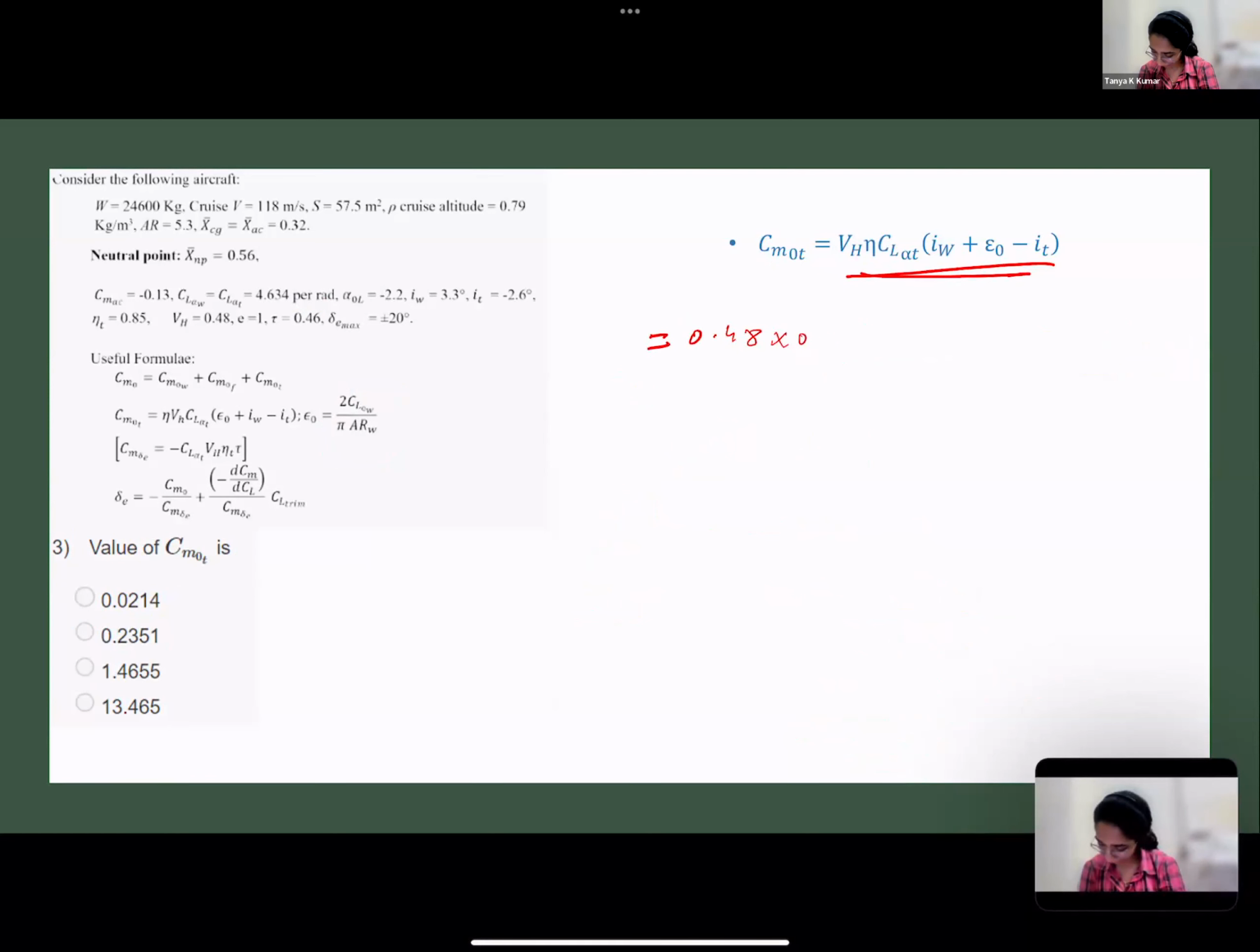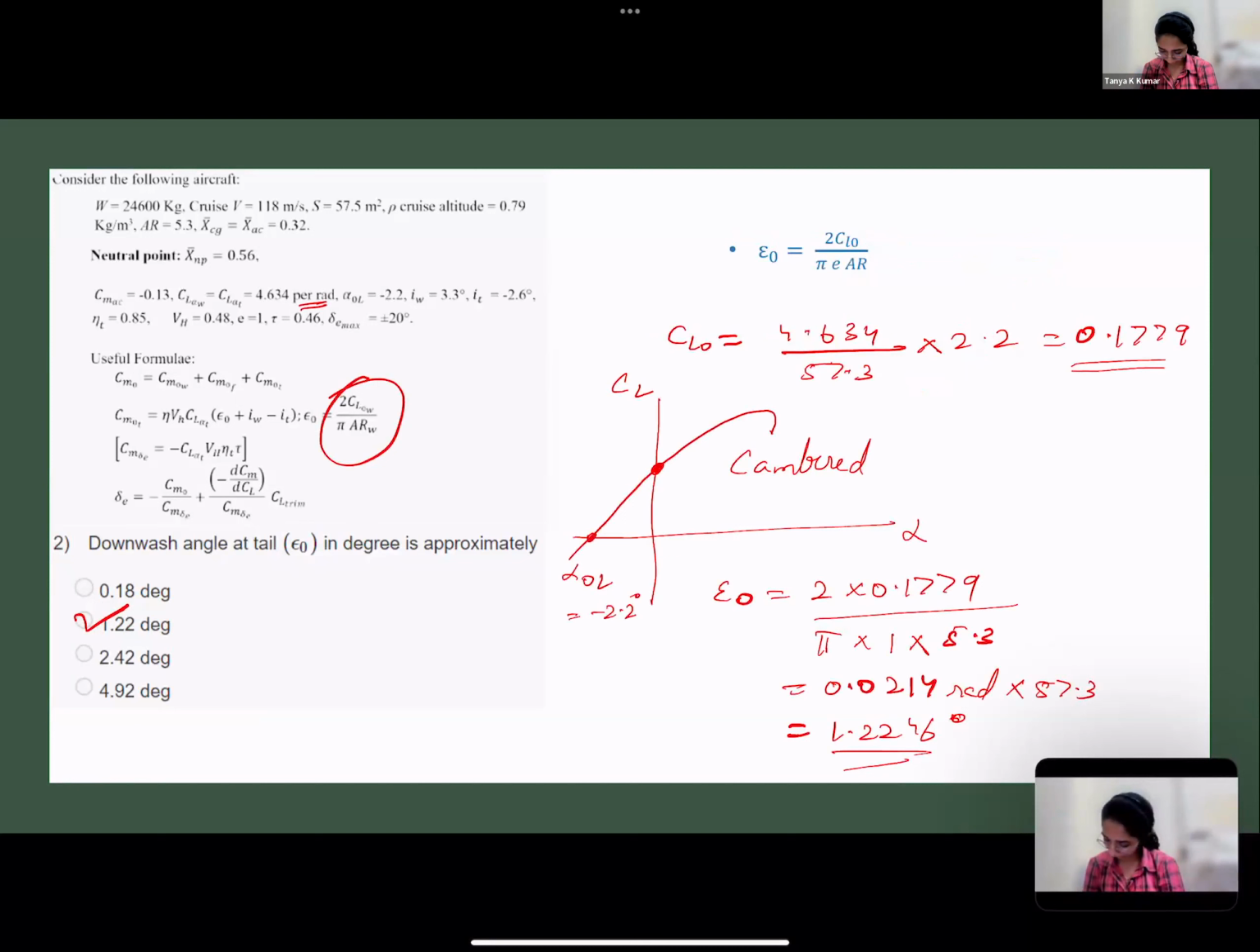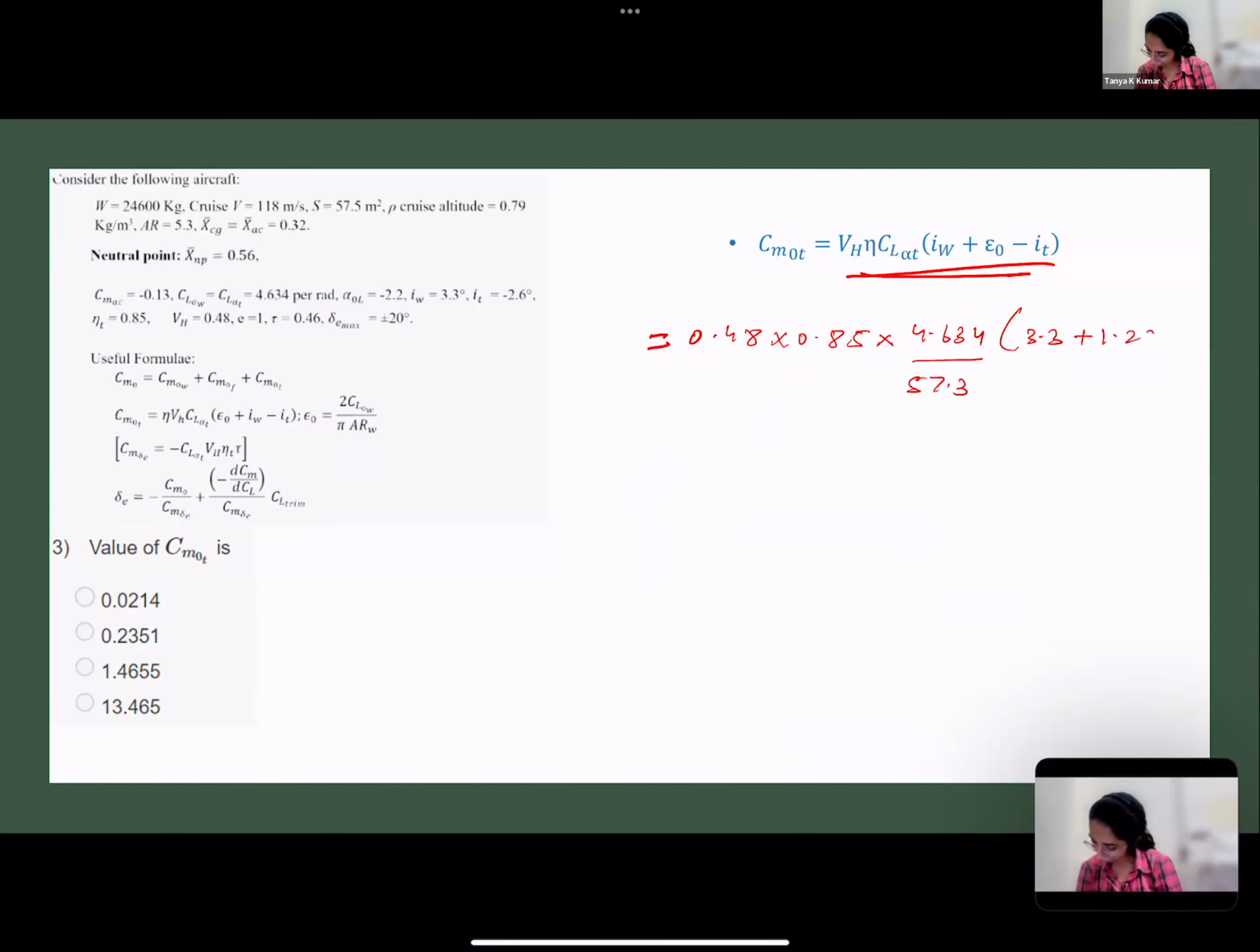Efficiency factor is 0.85. CL alpha tail is same as CL alpha wing, which is 4.634. But since all of our angles are in degrees, we convert this per radian to per degrees. Just make sure that both the units match. Either convert degree to radian or convert the per radian to per degree, okay? So for both of these cases, what we do, divide by 57.3. I wing is 3.3. Epsilon naught, we just calculated, is 1.22. And I tail is minus 2.6.